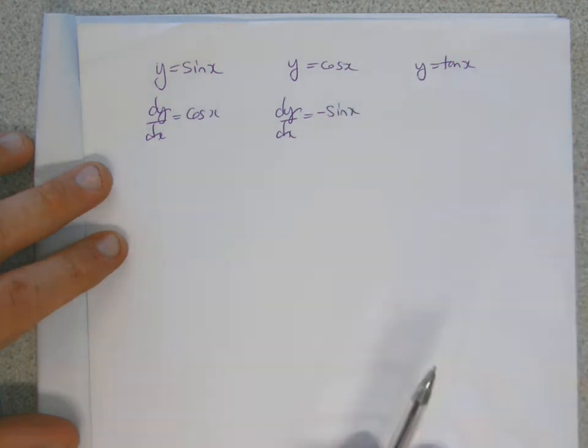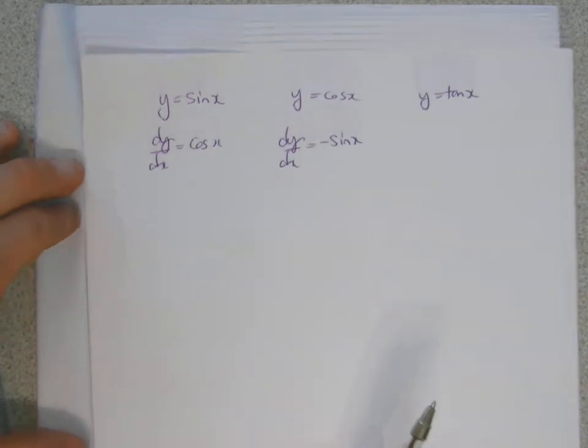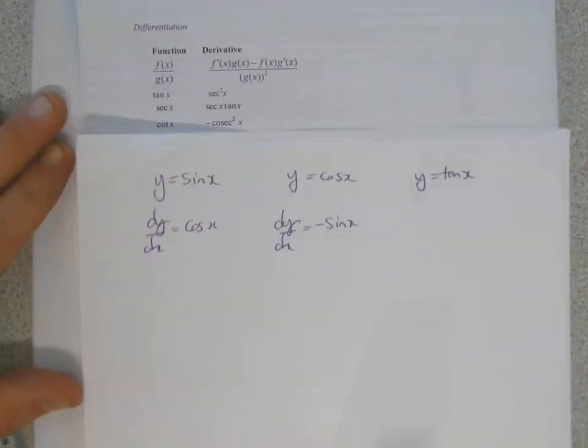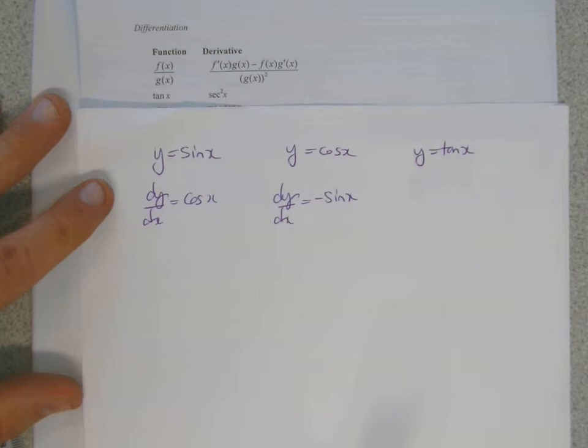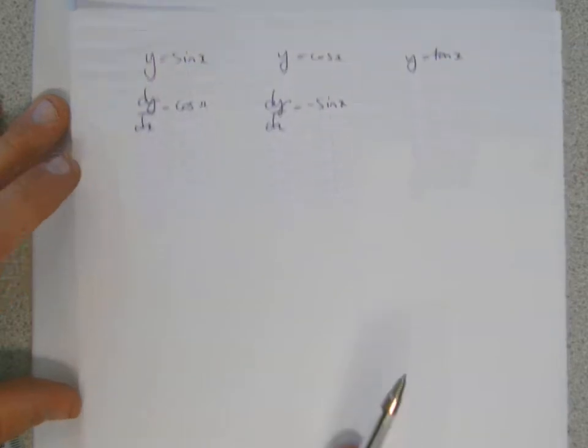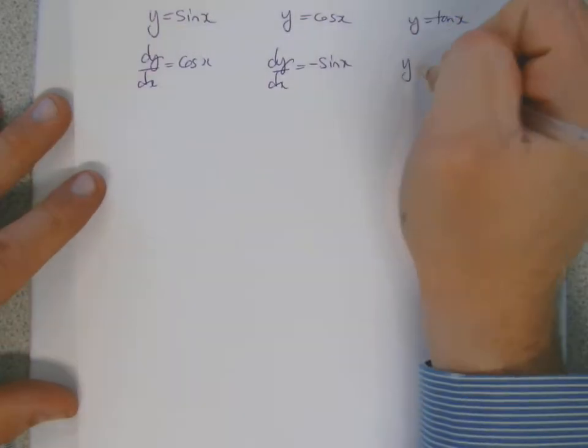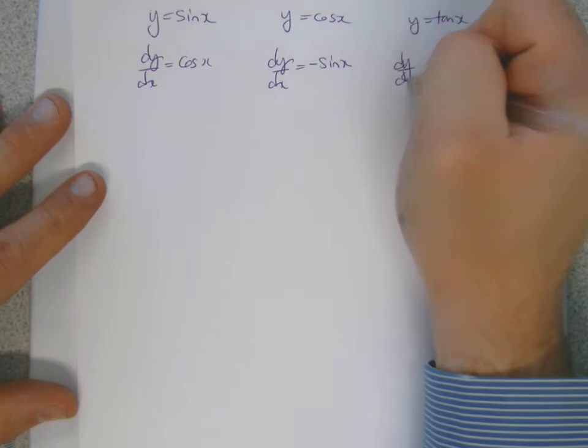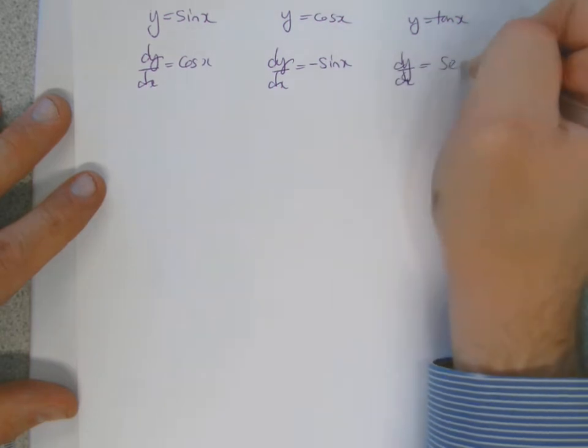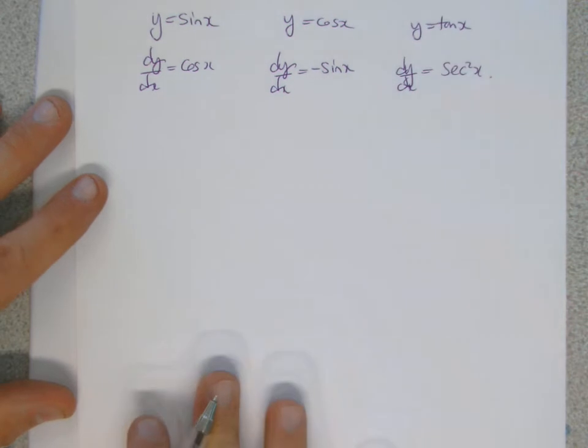Tan x, now that result's given in the formula booklet, so if you look in the formula page on differentiation, it's that one there. So tan x becomes sec squared x. So if we've got y equals tan x, then dy/dx will equal sec squared x.